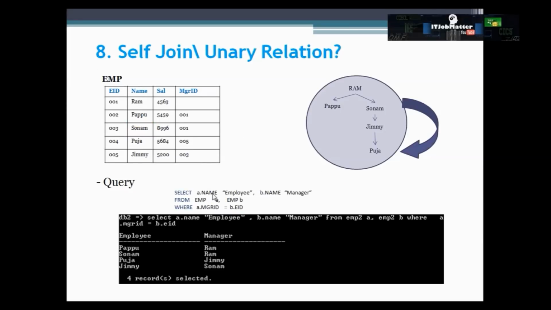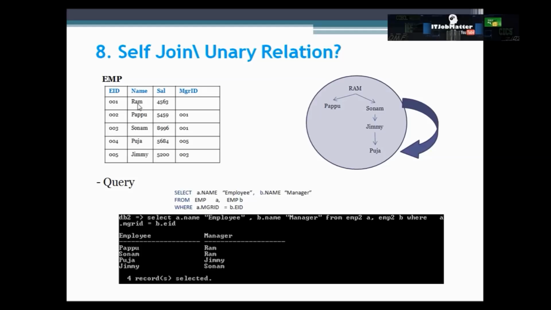Next is self join. Self join is a join in which a table is joined with itself. It is also called a unary relation. Suppose we have an employee table where we have an employee ID, employee name, employee salary, and their manager ID as well.